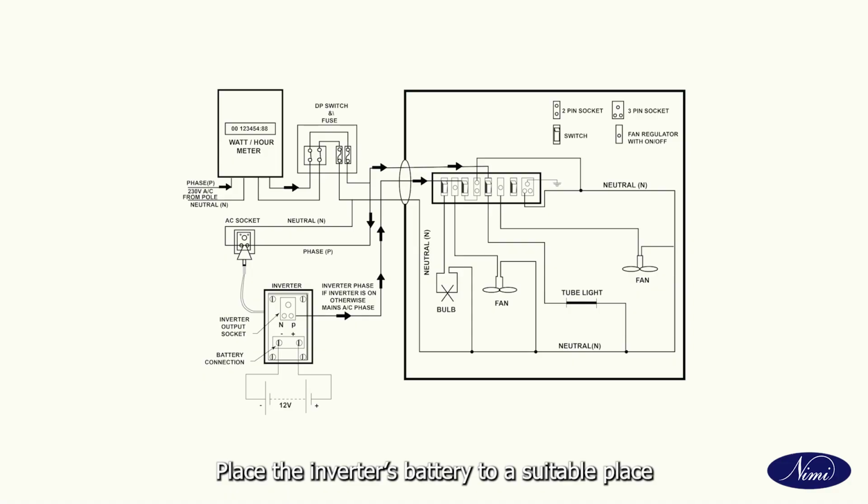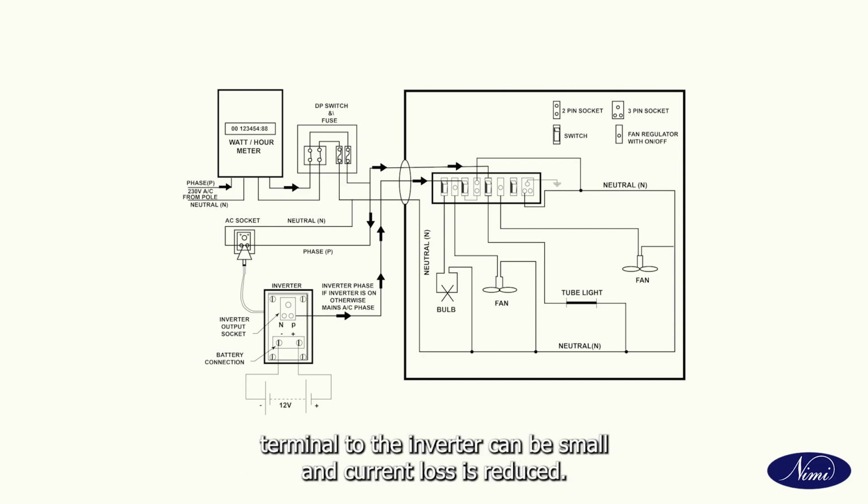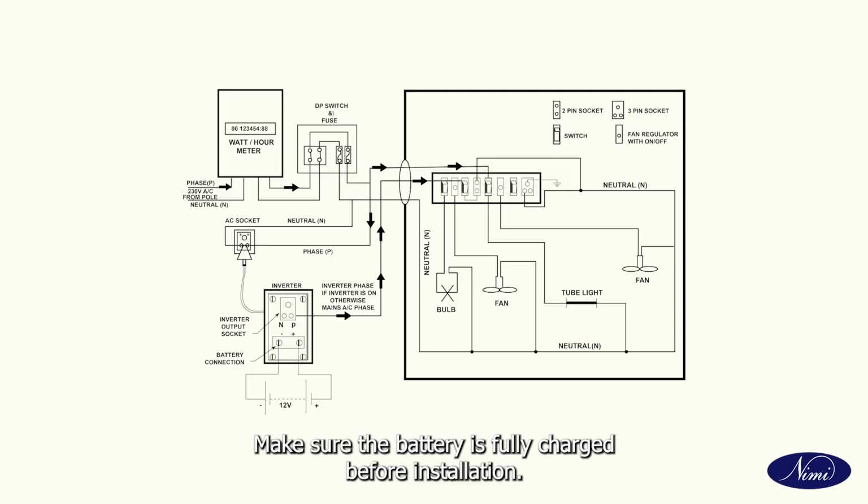Place the inverter's battery at a suitable place near the inverter and connect the battery to the inverter. Keep the battery as close as possible to the inverter so that the wire connecting the battery terminal to the inverter can be small and current loss is reduced. Make sure the battery is fully charged before installation.